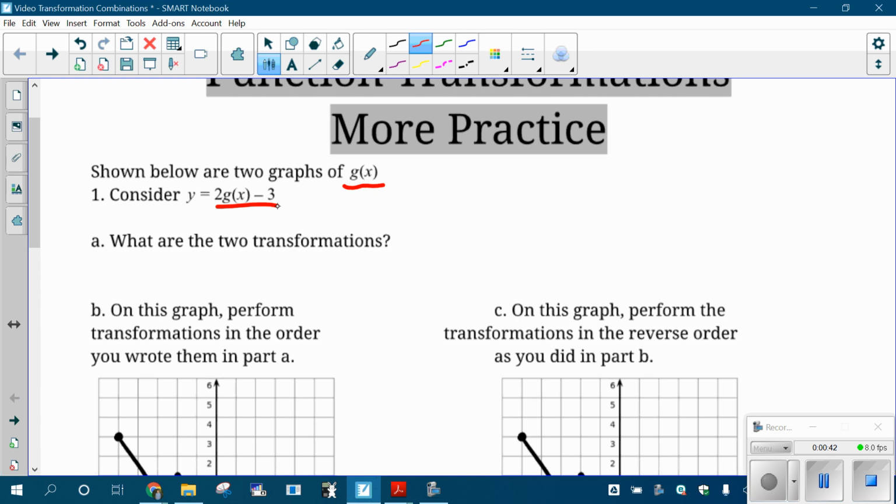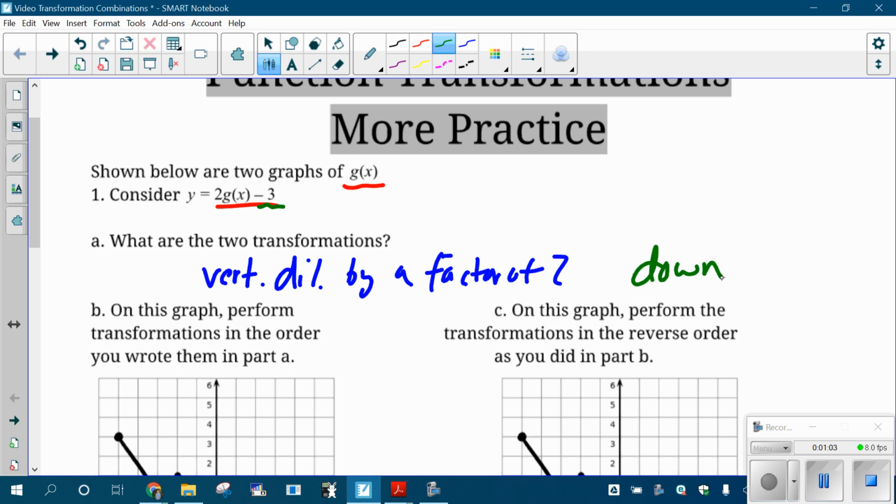I hope you're getting good at this transformation stuff now, and you're like, oh. That times 2 is a vertical dilation by a factor of 2. It's multiplying, so it's a dilation. It's on the outside, so it's vertical. That minus 3 is also on the outside, so it's also vertical, but it's subtraction and also down 3. So you're like, those are the 2 transformations. Duh.